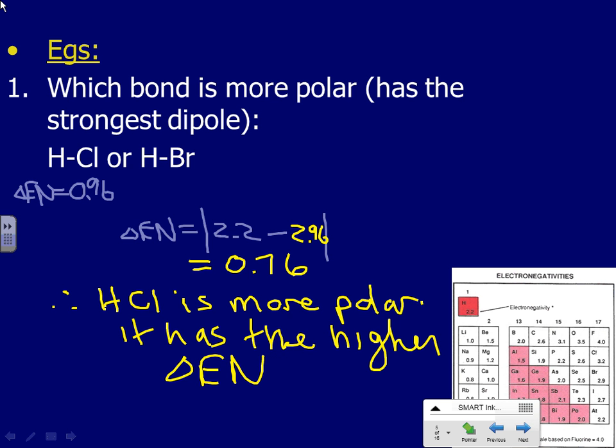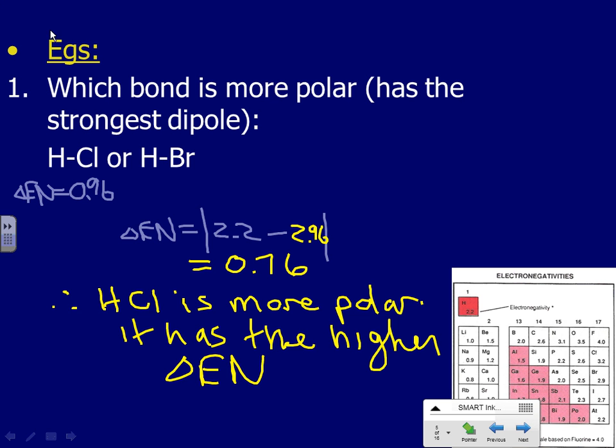Do you have to put the absolute value lines? No, you don't. It just means that we ignore the negative. If you didn't put the lines, you'll notice we've got 2.2, which is smaller than 2.96. In your calculator, that'll give you a negative 0.76. I'm not concerned about the negative. So if you forget to put the lines and you don't put the negative, I'm not going to penalize you in any way, like if you're doing calculations. It just means don't worry about the negative.